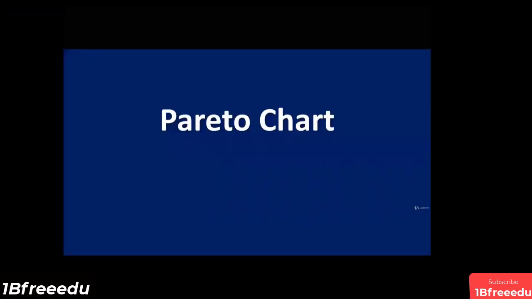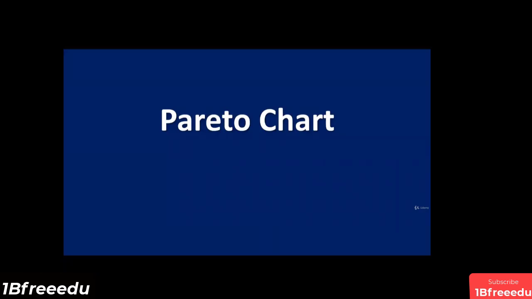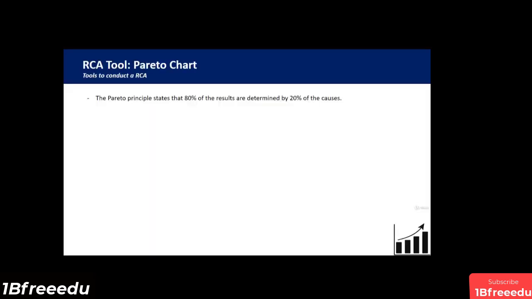So the first tool we're going to explore for the root cause analysis toolkit is the Pareto chart. So the Pareto principle states that 80% of the results are determined by 20% of the causes. This basically means in root cause analysis, identifying 20% of defect types that are causing 80% of all defects.